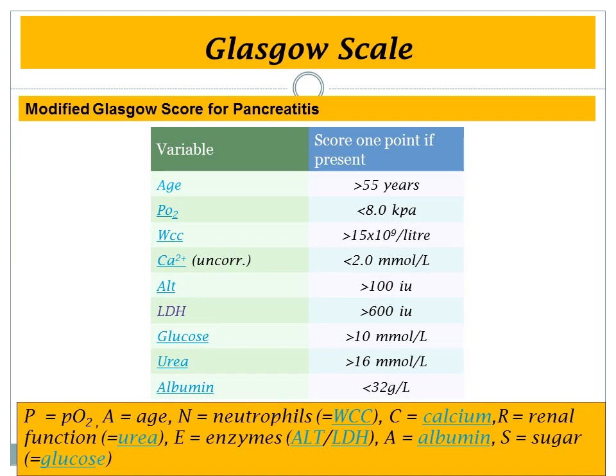Now, there is another criteria that is called the Glasgow scale. That is the modified Glasgow score for pancreatitis, which includes age, PaO2, WCC, calcium, ALT, LDH, glucose, urea, albumin. This is the same, the 55-year age, and WBC count of 15 into 10^9 per liter, calcium less than 2 millimole, and all others like that.